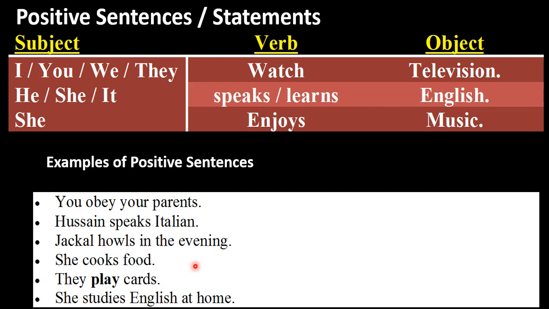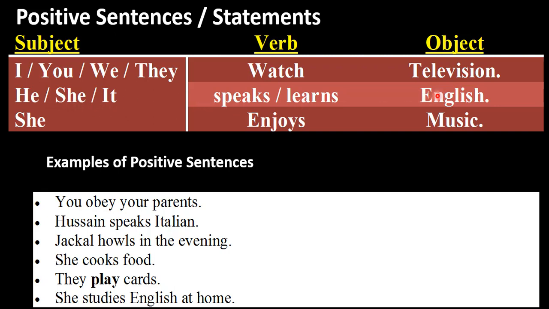So now we will try to understand the structure of the different types of sentences of this tense. I am starting from the positive sentences or statements. This is how we will arrange subject, verb, object. If the subject of a sentence is I, you, we, or they, we will use the first form without s or es. They watch television.